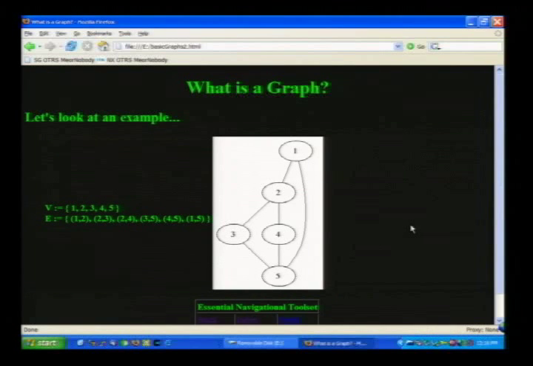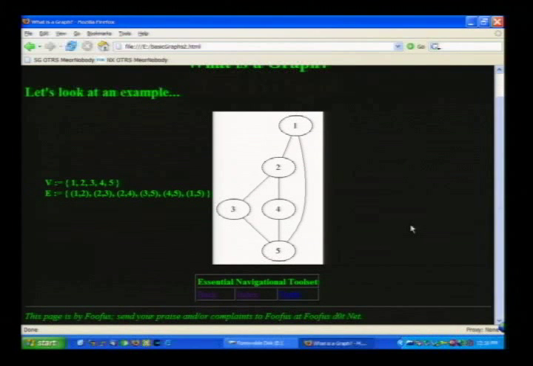So here, let's look at one. Here we have a graph with 5 nodes on it. So our set of vertices is 1, 2, 3, 4, and 5. And then we're going to define some edges as just basically the pairs of vertices that are connected. So you can see that there is an edge from 1 to 2 on that graph, right? And from 1 to 4. So that's an example of a graph the way we describe it here.